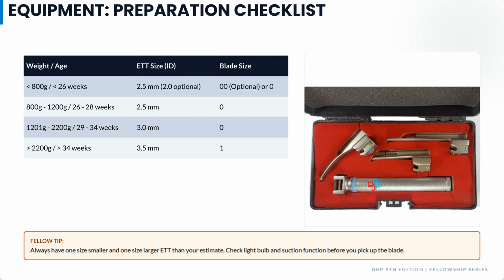Endotracheal tube and blade sizes vary by weight and age. For example, infants under 800 grams require a 2.5 mm ETT and a 00 or 0 blade. A tip is to have one size smaller and one size larger ETT than your estimate available.